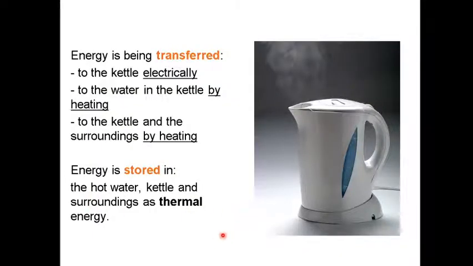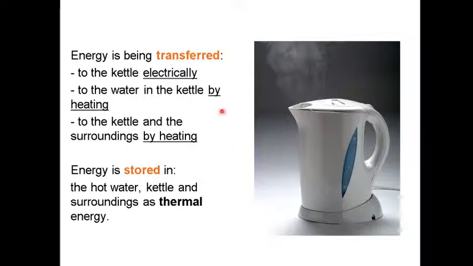Okay, so the first one was thinking about the kettle, which is a real classic example for GCSE Physics and for Key Stage 3. Energy is being transferred to the kettle electrically, as it's a device that you plug in, and then energy is transferred to the water by heating. The electricity that runs through it causes an element in the kettle to heat up, and that then heats up the water. So we say energy is being transferred by heating to the water and to the body of the kettle, because the kettle itself gets hot as well.